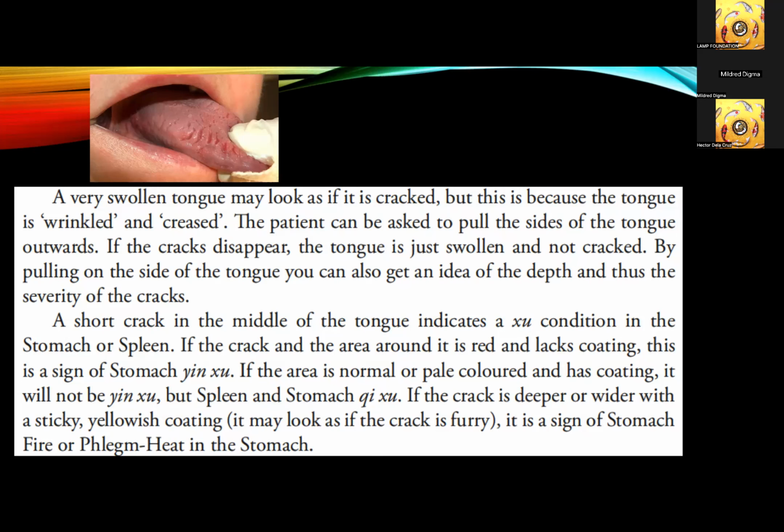or spleen. If the crack and the area around it is red and lacks coating, this is a sign of stomach yin deficiency. If the area is normal or pale colored and has a coating, it will not be yin deficiency. But since it has a coating, it's called spleen and stomach qi deficiency. If the crack is deeper or wider with a sticky yellowish coating, it may look as if the crack is furry. It is a sign of stomach fire or phlegm heat in the stomach.